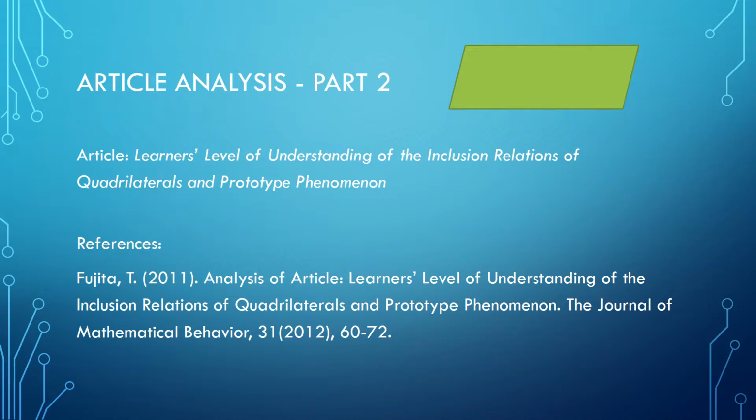This article is called "Learner's Level of Understanding of the Inclusion Relations of Quadrilaterals and Prototype Phenomenon." This paper studied the relation of quadrilaterals of past and present theories. They noticed that lots of students were having trouble distinguishing squares, rectangles, and rhombi as parallelograms. The students were stuck thinking of that stereotypical parallelogram that's slanted, like the green one on the screen.